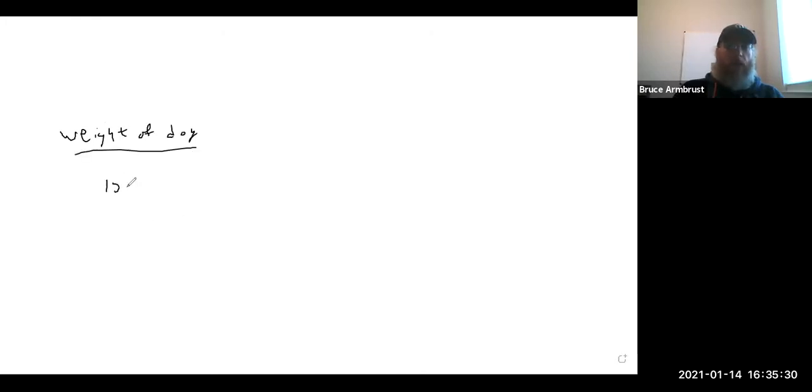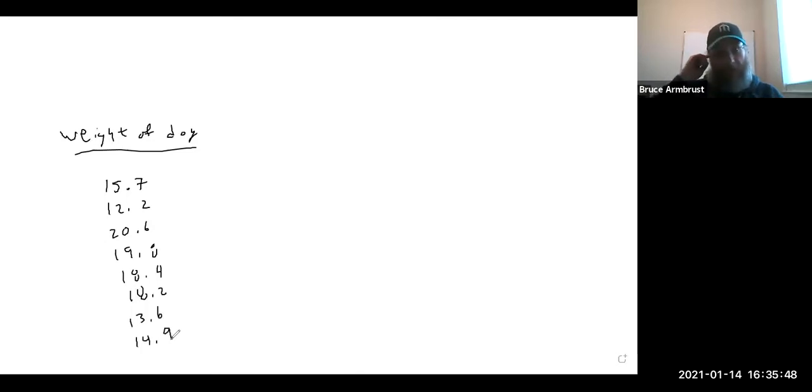All right, so we go out and we measure a bunch of weights of dogs. So we're going to get, let's say, 15.7, 12.2, 20.6, 19.8, 18.4, 18.2, 13.6, and 14.9. Right. So he's got a whole bunch of weights. And what we want to do is we want to make a histogram that holds all of these. Cool. We've got 8. That's a good number.